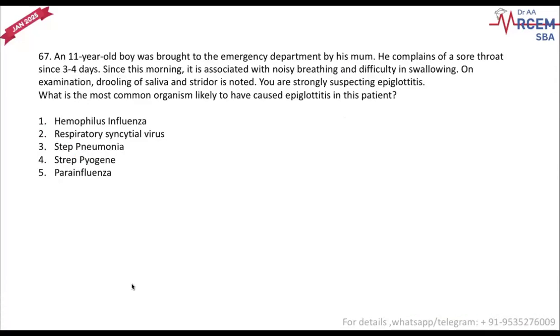This is from the pediatric chapter. This one question was missed, so I put it up here. Here is an 11-year-old, a teenage boy, who has come in with a sore throat since the morning, noisy breathing and difficulty in swallowing. There is some drooling of saliva and stridor is present. You are suspecting epiglottitis. So basically, they are asking what is the most common organism to cause epiglottitis in this patient.